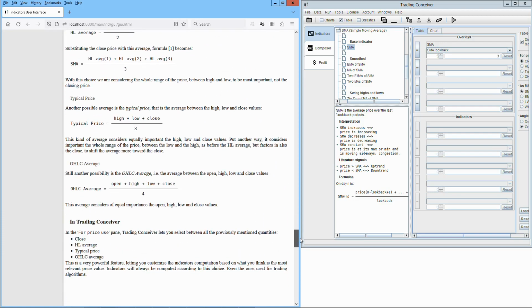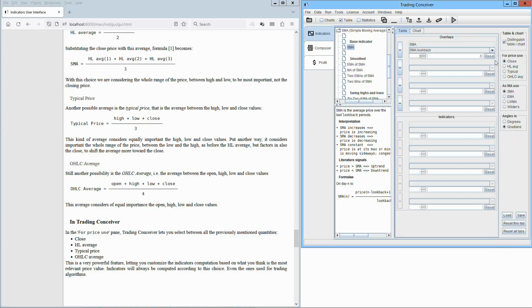Still another possibility is the OHLC average, that is the average between the open, high, low and close values. So we sum the open, high, low and close values and divide the sum by 4. This average considers of equal importance the open, high, low and close values.